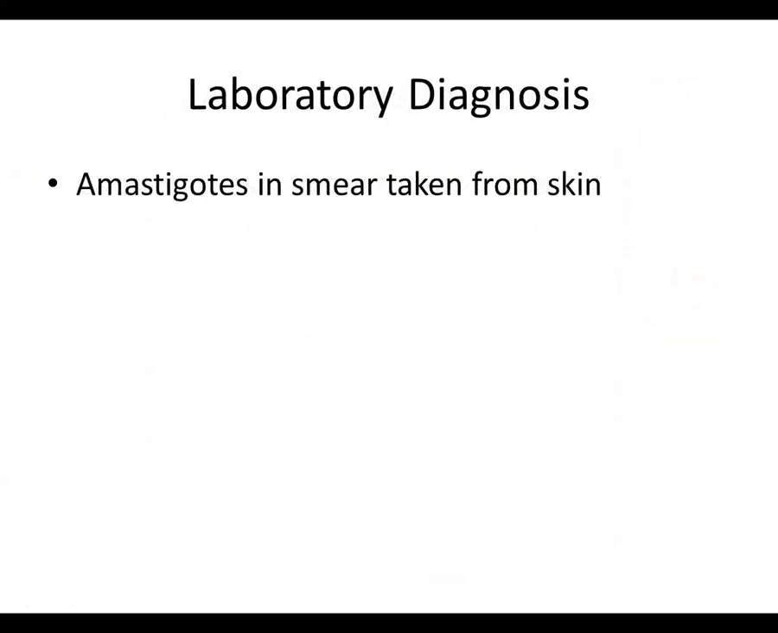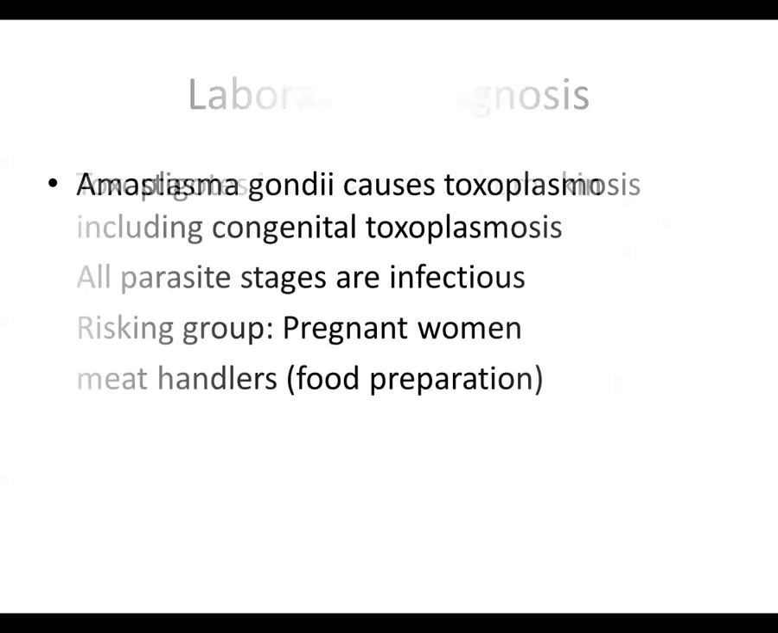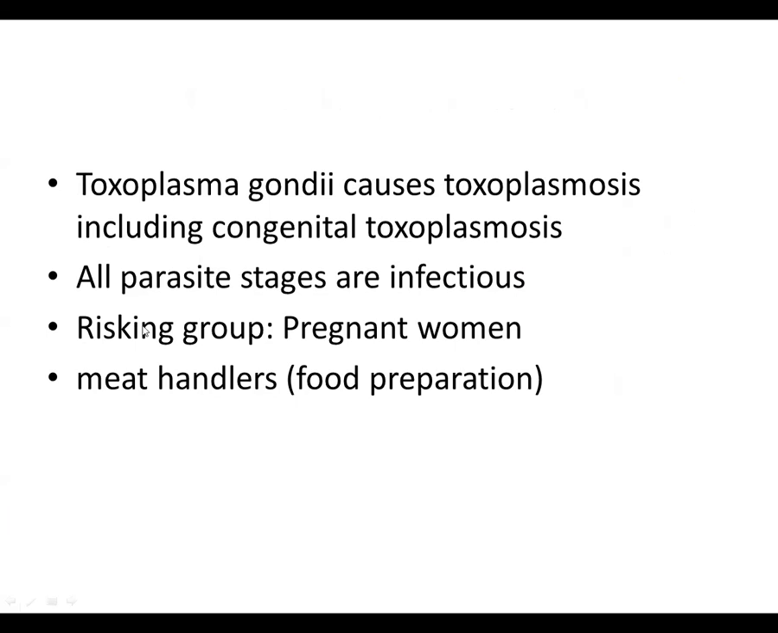For diagnosis, amastigotes of Leishmania are taken from the skin. Another important parasite we are discussing is Toxoplasma gondii, causing toxoplasmosis, including congenital toxoplasmosis. All parasite stages are infectious. At risk are the pregnant women and the meat handlers.